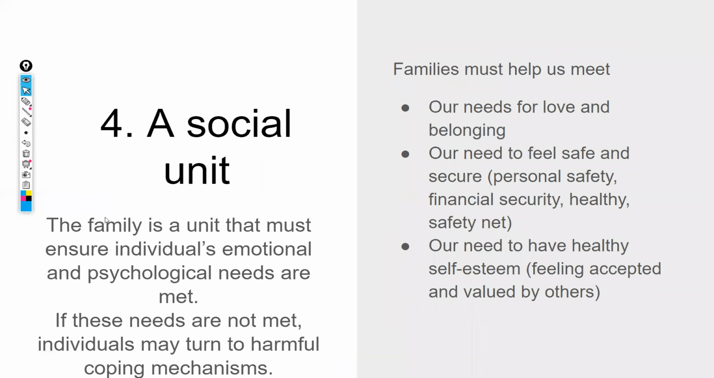All right, so the family is also a social unit, right? Under here, we have the point about security. So the family has to think about, and this goes back to what we said 2 slides ago, what do people need emotionally and psychologically? If the family doesn't provide it, then people might turn to other more harmful ways to try and get a feeling of belonging or a feeling of value, right? People might turn to drugs or to alcohol or to people they shouldn't be spending time with, if they cannot get what they need from the family itself.